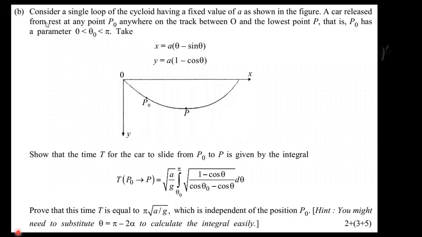Next question. Consider a single loop of cycloid having fixed value of a. In this figure, a car is released from point P naught, here, in a track between O and P. The nature of this curve is x equals a within bracket theta minus sin theta, and y equals a times 1 minus cos theta. So the time taken by the car from P0 to P is given like that. You need to show that this time taken from P0 to P is like that, and then prove that the time is equal to like that, which is independent of P naught.